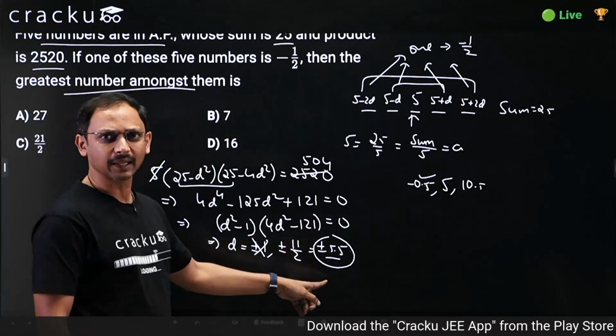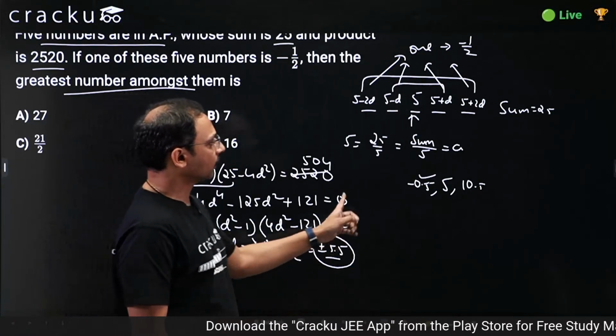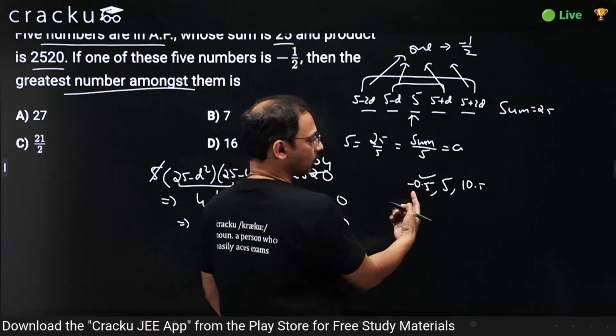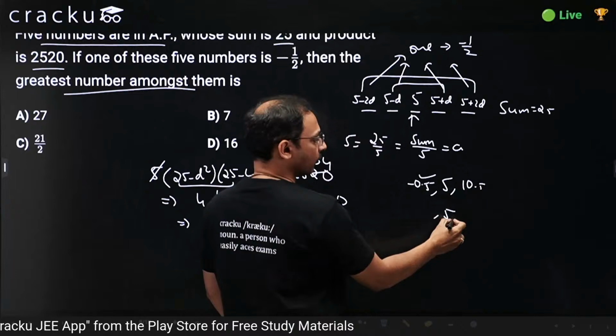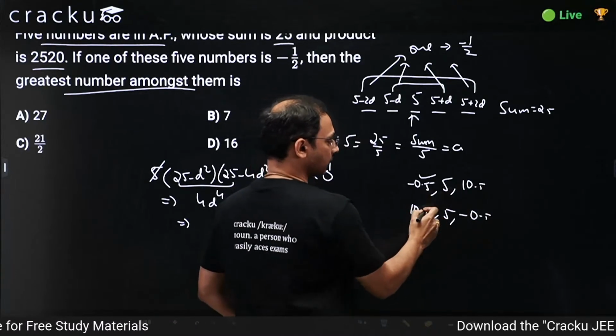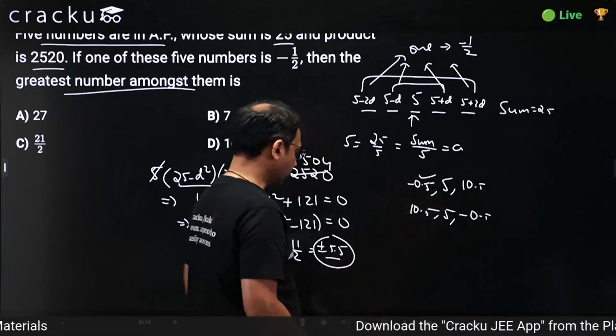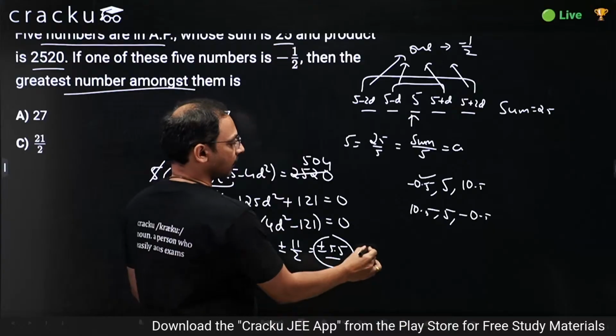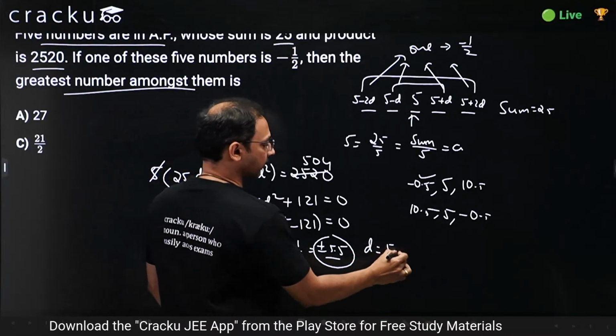Whether you take plus or minus, it doesn't matter because the AP will just be reversed. So if you take D is equal to plus half, you'll get like this. If you take minus 5.5, you'll get like this. So the same AP will just invert. So you can take plus 5.5 or minus 5.5. Let us take plus 5.5.